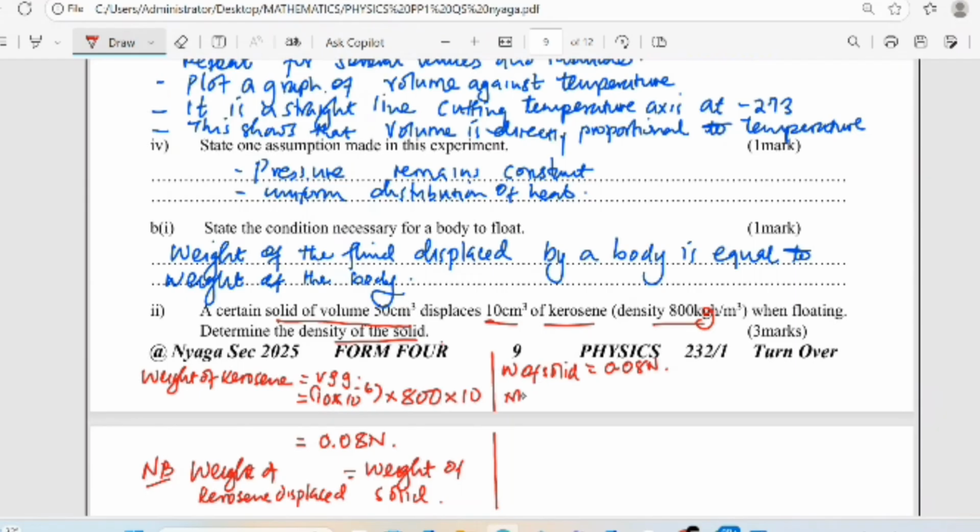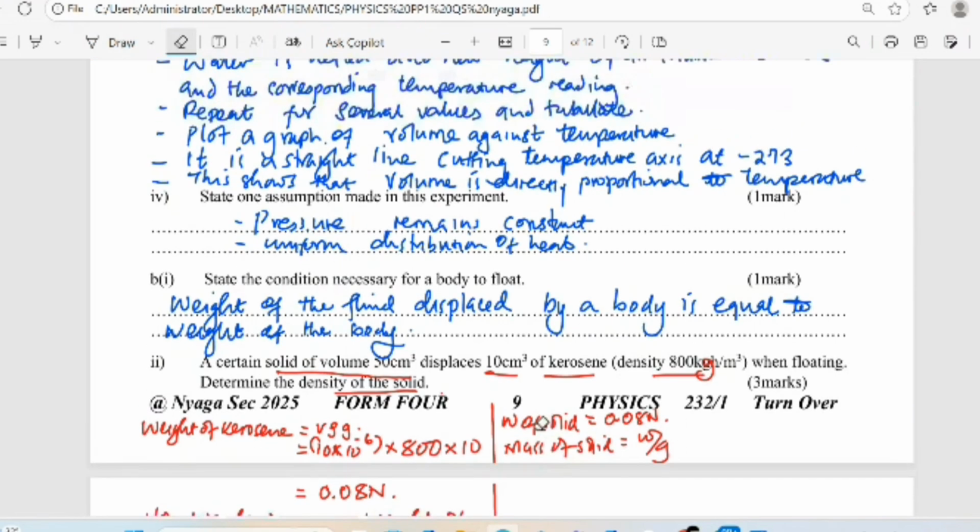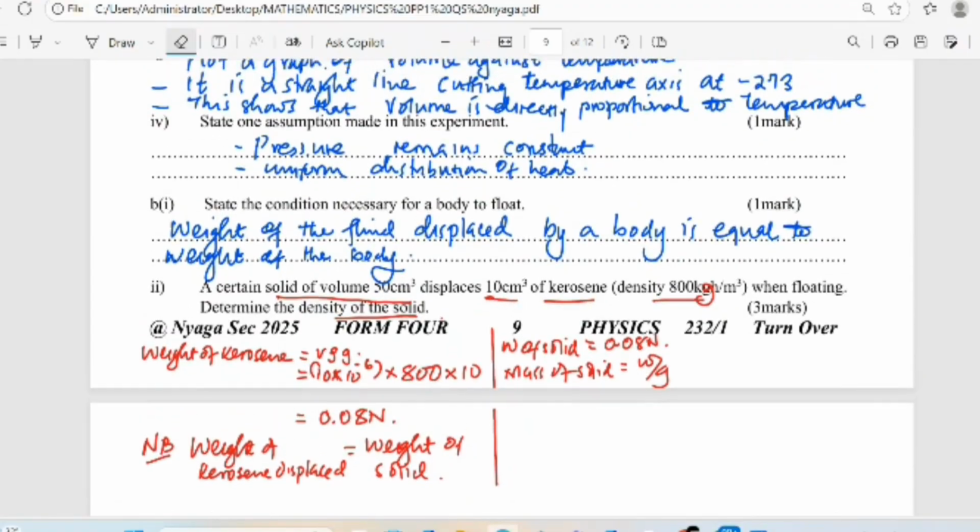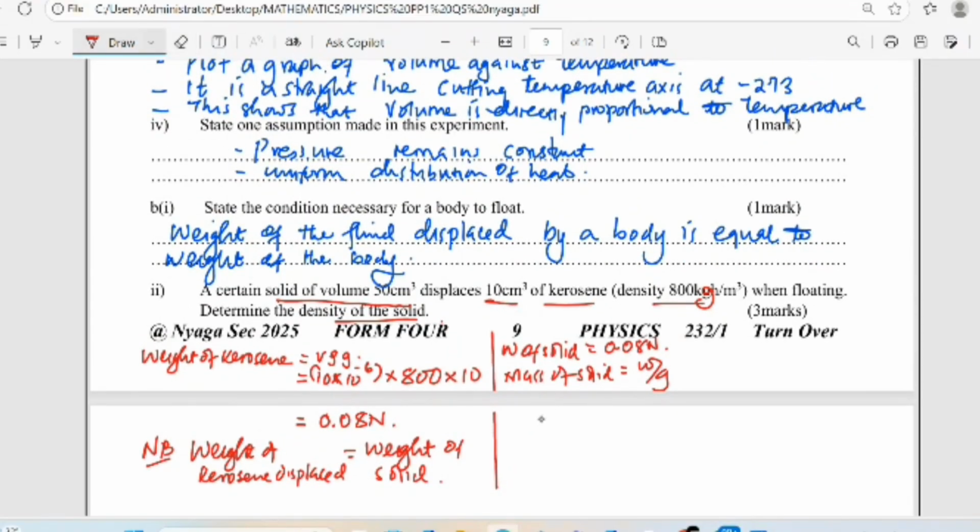Now, from the formula, weight is equal to mass times g, so we can get the mass of the solid. Therefore, the mass of the solid will be weight over g, and this will be our 0.08 newtons divided by 10, and this will lead us to 0.008 kg, or this one is equivalent to 8 grams. If you multiply 0.08 times 1,000, then you are going to get 8 grams.